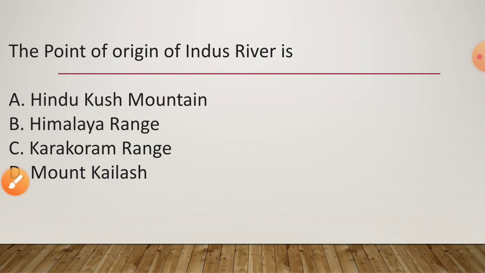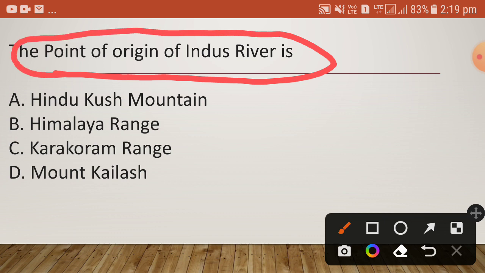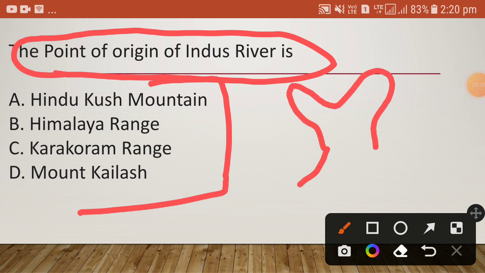The point of origin of Indus River. See, Indus River is one of the important rivers, and we need to know the point of origin, where it originates. It is in which mountain range. You also need to know the country in which it originates. Okay, let us discuss all these things. So I'll draw a map again. This is the upper portion of India. There is a place called Manasa Sarovar Lake, in Tibet. This is the place of origin for Indus River.